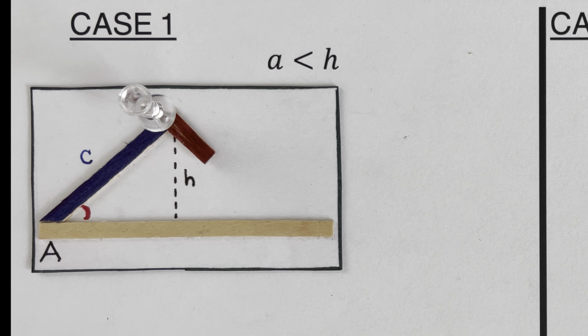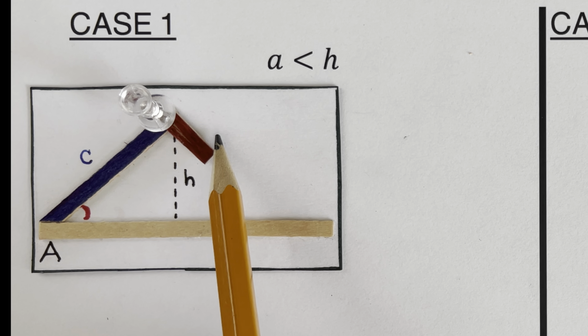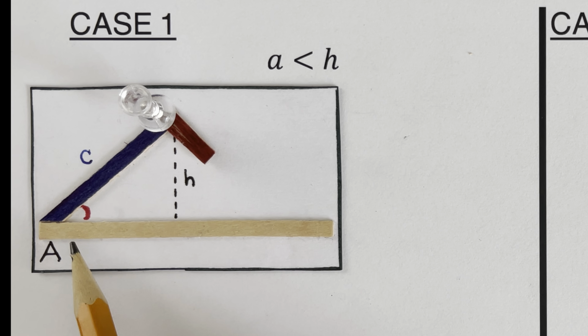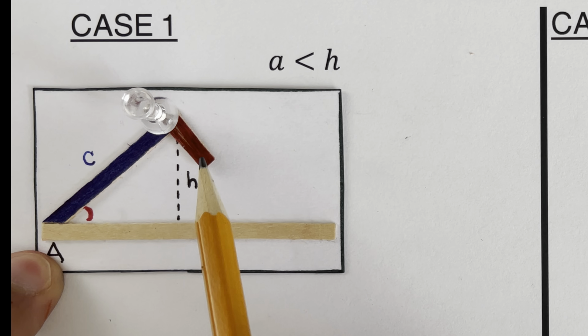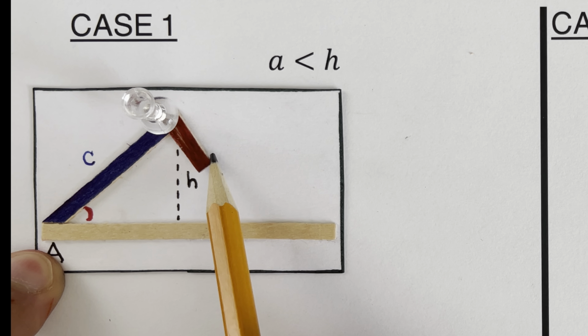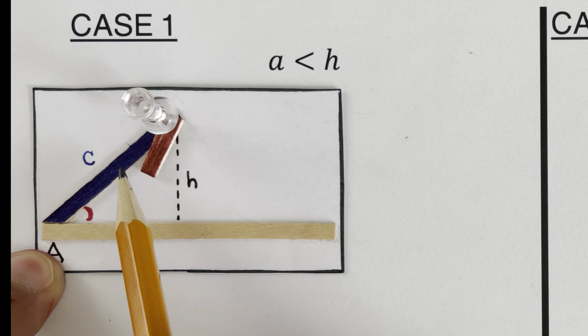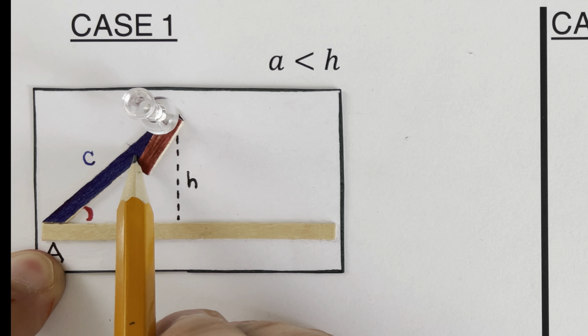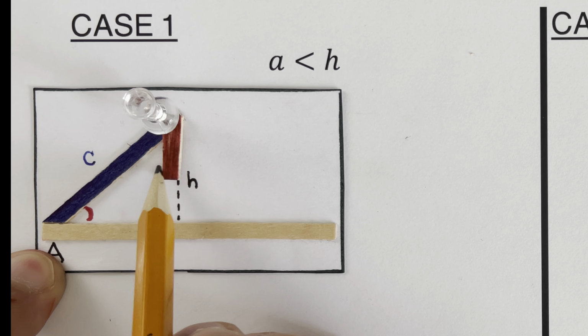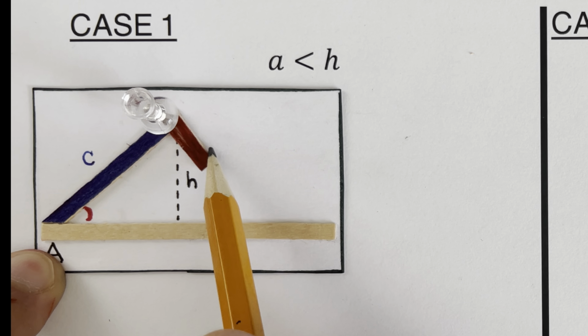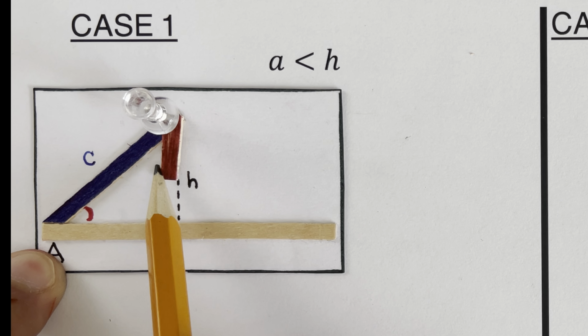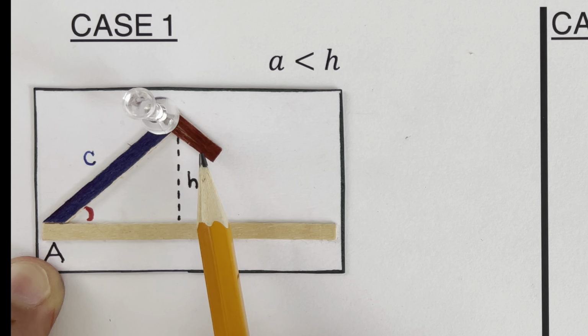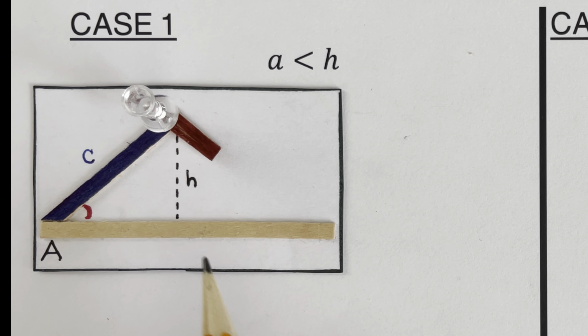If a is less than h, as you can see here, the side opposite the angle is side a. If we rotate this side a, no matter where we rotate it, it's not going to form a triangle. Even if we move it that way, there's no triangle that can be formed because a is way too short to create a triangle.